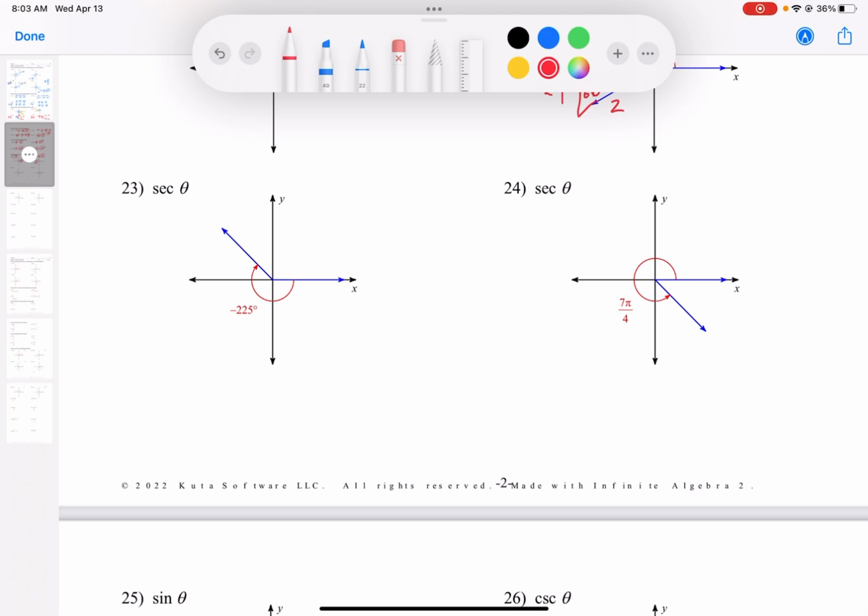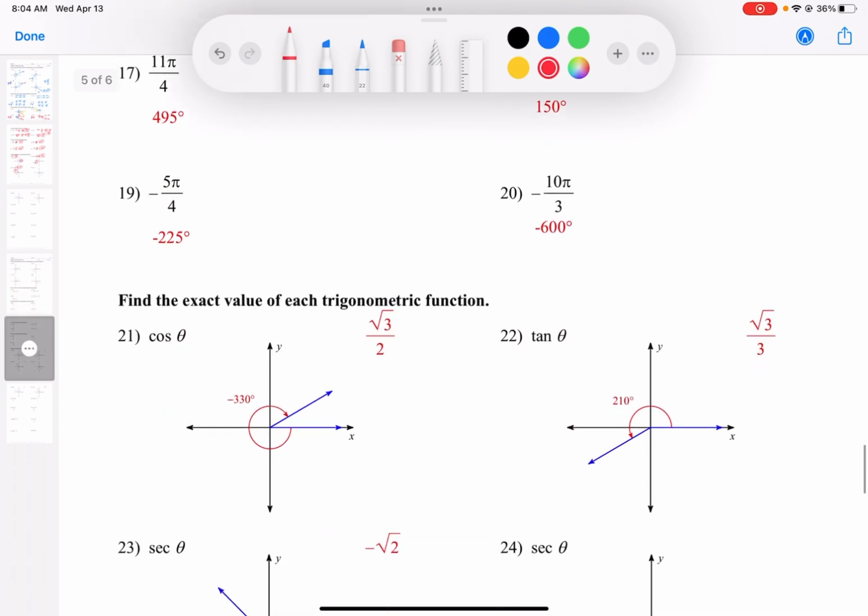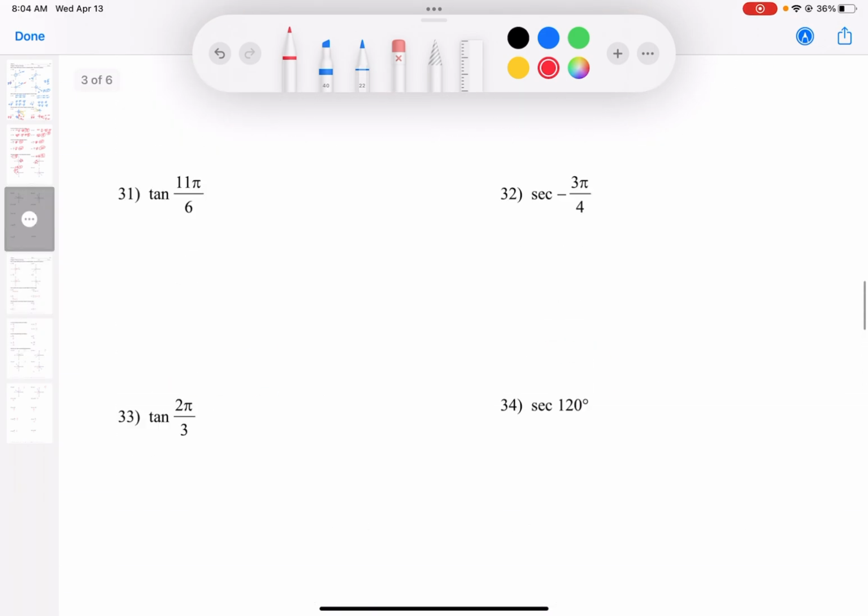Secant 225. Drop it down. It's going to be a 45 degree angle. Ends in a 5, it's going to be 45. So we got 45, 45, 90. So 1, negative 1, and the square root of 2. Secant is hypotenuse over adjacent. So the hypotenuse is the square root of 2. Adjacent is negative 1. So the negative square root of 2. Answers are down here somewhere. Yeah, we're doing fine.